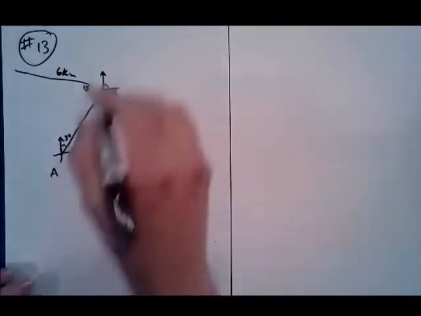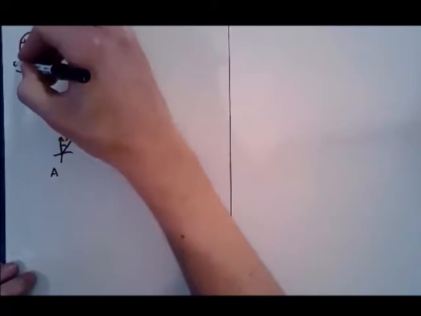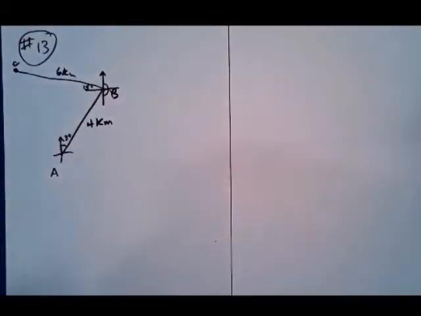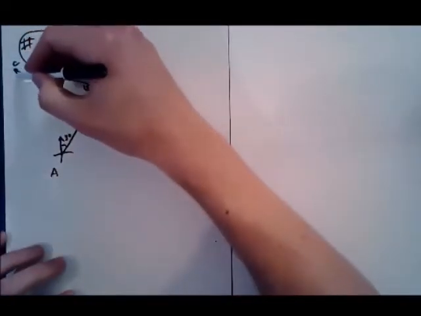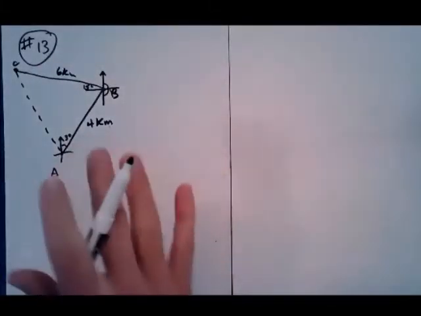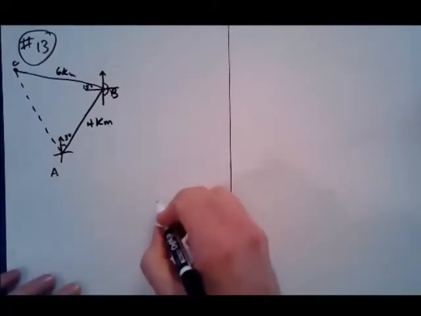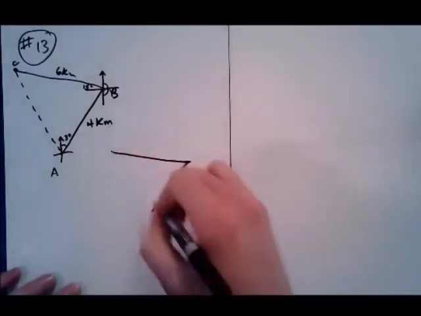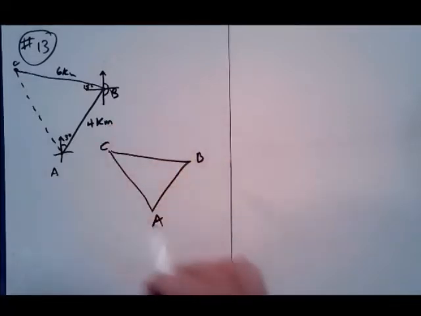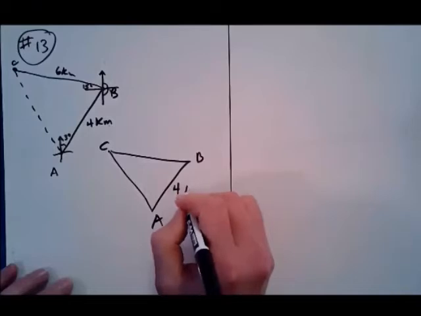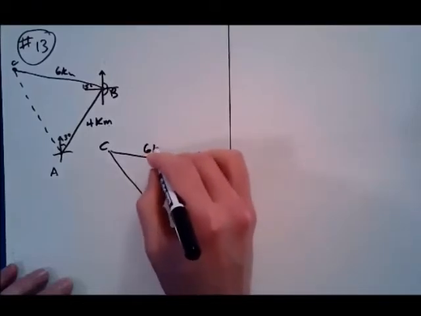Now, let's see what I have. This is point C. And my first question says, how far from point A is the hiker? Since he went from A to B, then to C, the distance I really want is this. Okay. My picture looks like it's got a lot going on right now. So I also want to draw a simpler version of the picture. Just a triangle. This is A, B, and C. The things that I know, this is 4 kilometers, this is 6 kilometers.